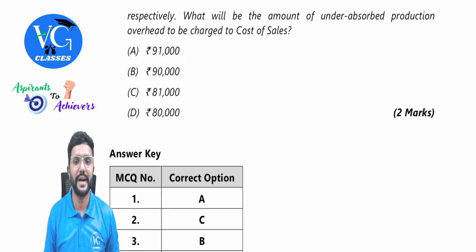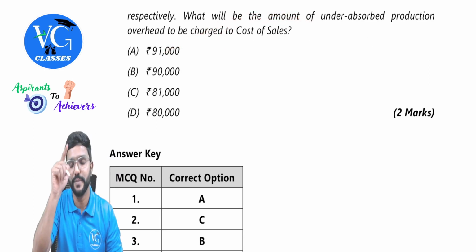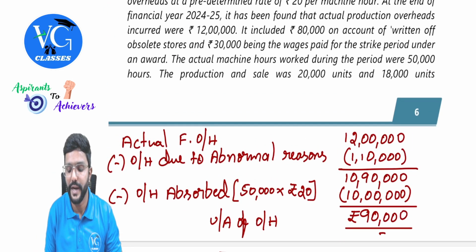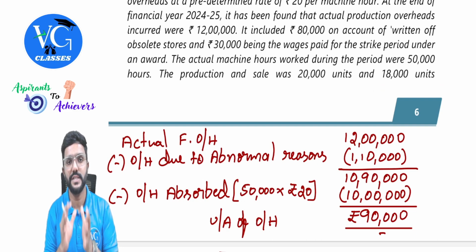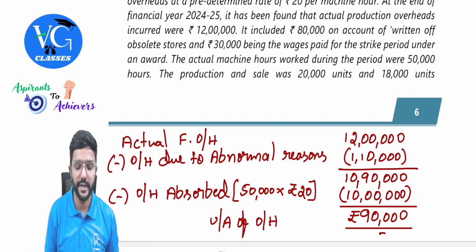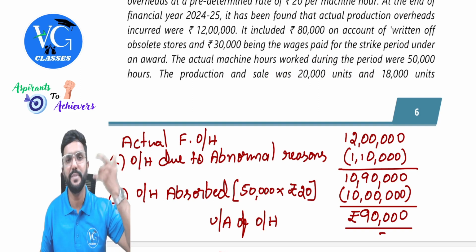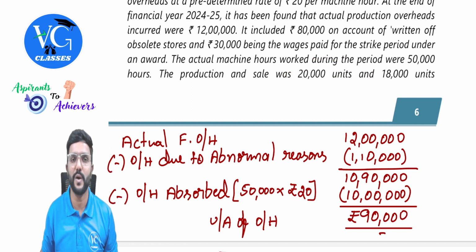Respectively, what will be the amount of under absorbed production overhead to be charged to cost of sales? Cost of sales means how many units we have sold, people? Only 18,000. So we need to see how much of under absorption overhead is charged for 18,000 units. Sir, what about the remaining 2,000 units? It is closing stock. That will be charged to the cost of closing stock, but they have not asked that in the question, guys.